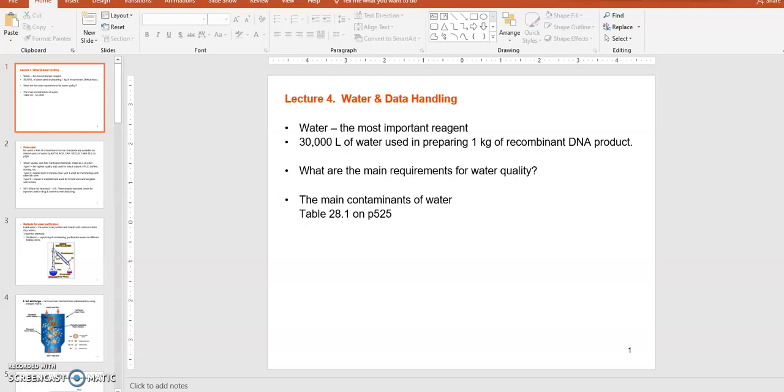Okay, so what are the main requirements for water quality? So like I said, it should be a very clean water type. Tap water is not enough because it's got a lot of contaminants. So what are the main contaminants that can be found in water, like city water or whatever? There will be organic molecules, inorganic molecules. There may be some fertilizers and different kinds, and there may be some living cells, like bacterial cells that come from sewer. So there are a whole bunch of contaminants that can be found. So take a look at your textbook, page 525, table 28.1. It'll list what contaminants you can find in your water.